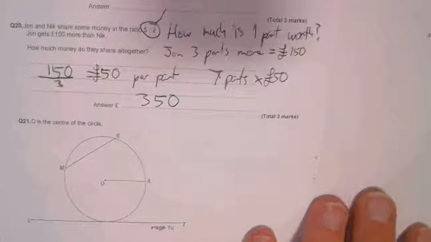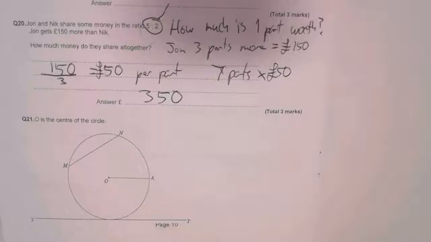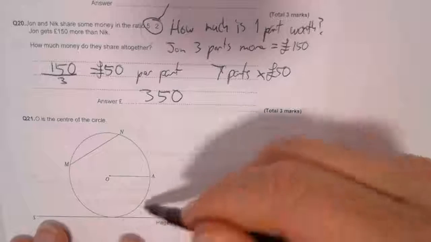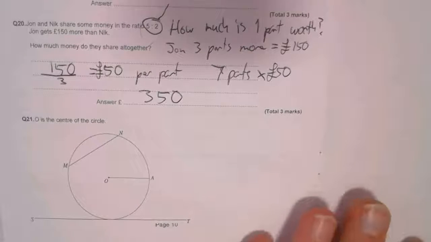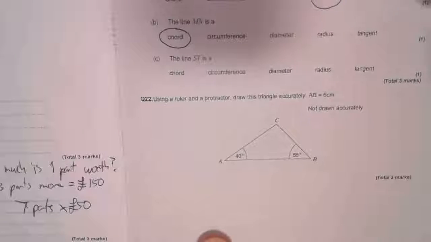Line ST, so this line here, which just touches the outside, just touches the circumference, is called a tangent. So that's the third mark, a tangent. A radius, a chord, and a tangent.